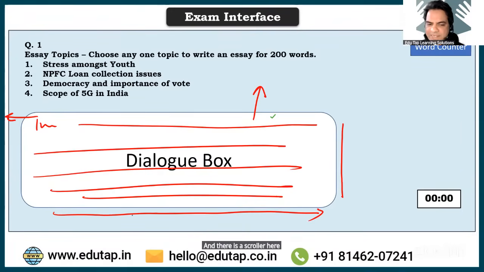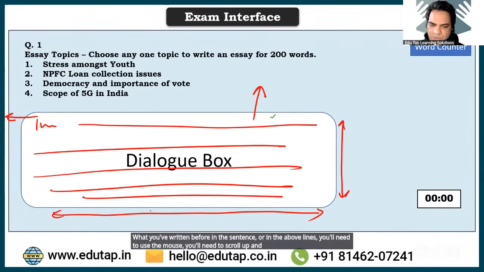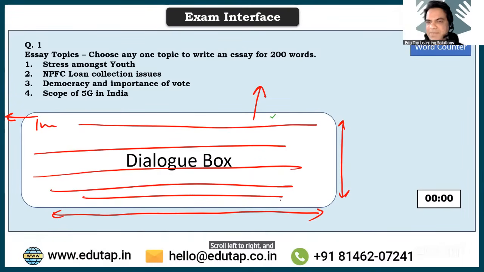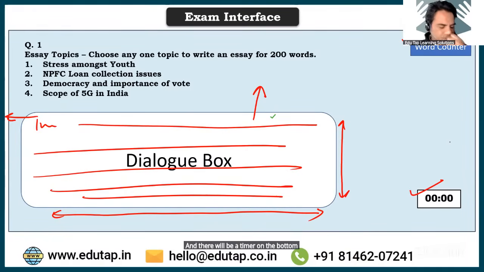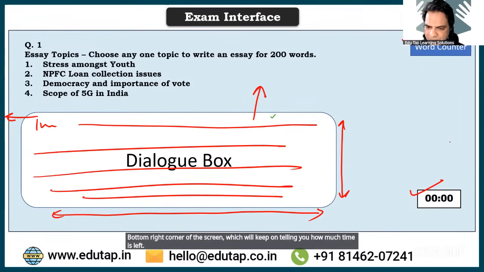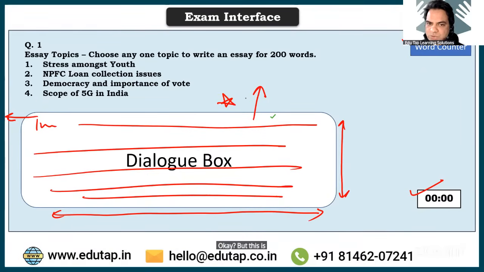So if you want to read what you've written before in the sentence or in the above lines, you'll need to use the mouse. You'll need to scroll up and down, scroll left to right, and that is very painstaking, and you need to get used to it. Now there will be a word counter on the top which will keep telling you how many words you have written in this answer, so you don't need to count the words manually. And there will be a timer on the bottom right corner of the screen, which will keep telling you how much time is left. Okay. But this is the interface we need to get used to.